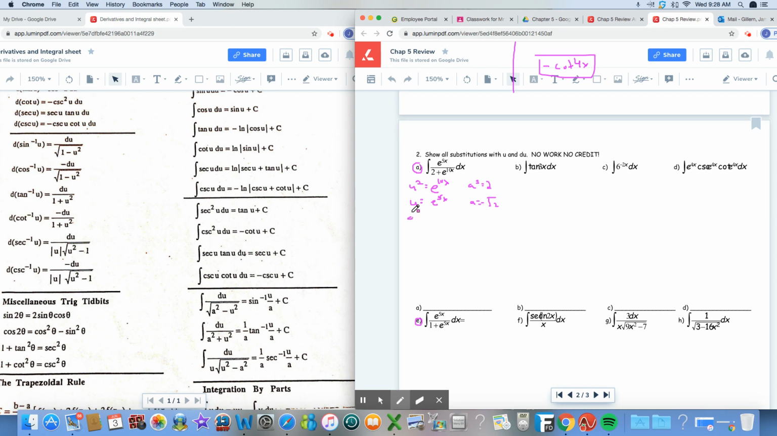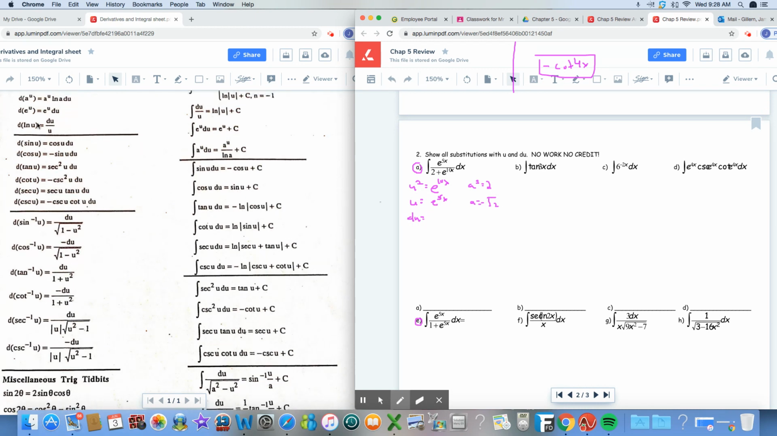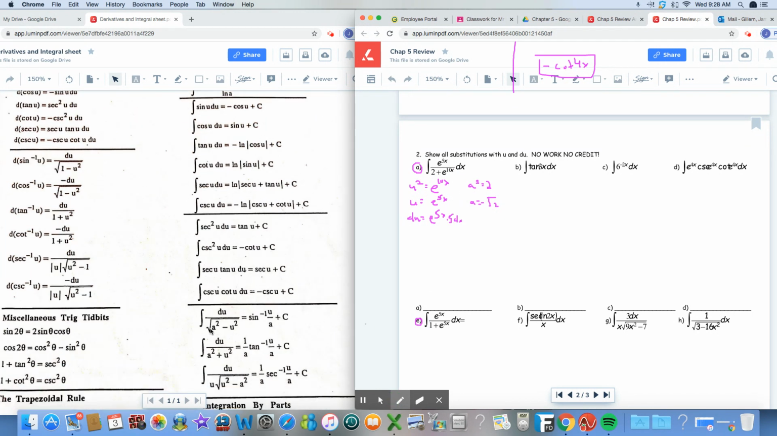And then the du, the derivative of e to the 5x, the derivative of e to the u is e to the u du, so it's e to the 5x times 5. Throw a dx out there. Now, which one of these does this look like? Well, it looks like this one right here. All right, so let's make it look like that.